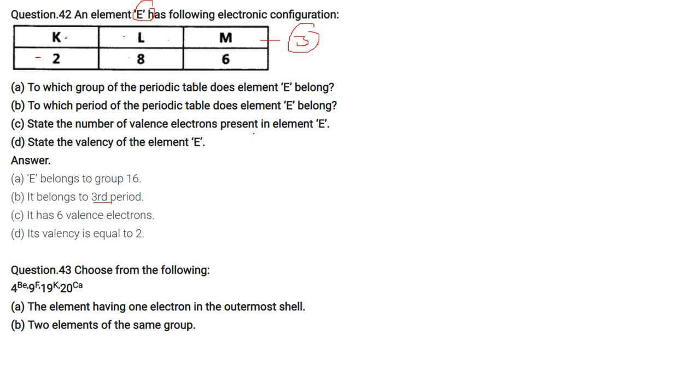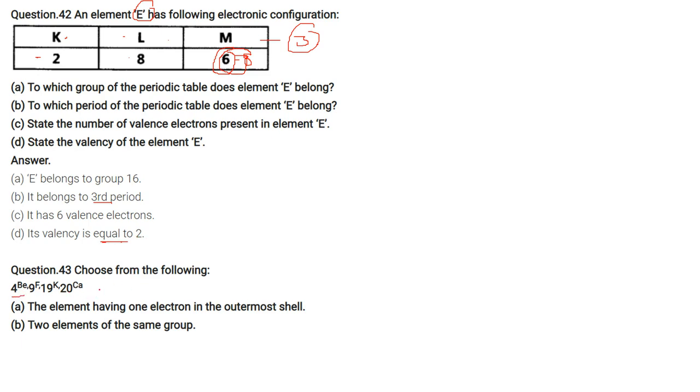State the number of valence electrons present in the element E. So this is 6. 6 are the valence electrons. What will be the valency? Because it is more than 4, we have to subtract it from 8. So 8 minus 6 is 2. Valency is 2.